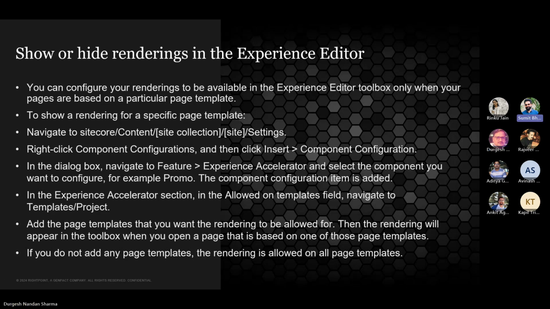Okay, thanks, Durgesh. The next feature I would like to cover is show or hide rendering in Experience Editor. Sitecore provides a flexible way to control how components, which are called renderings, are made available to content authors when they are building pages. One such feature allows you to configure renderings so they only appear in the Experience Editor toolbox for specific page templates. This ensures that content authors can only use appropriate renderings on the correct page types, which can greatly enhance the consistency and relevancy of the content on your site.